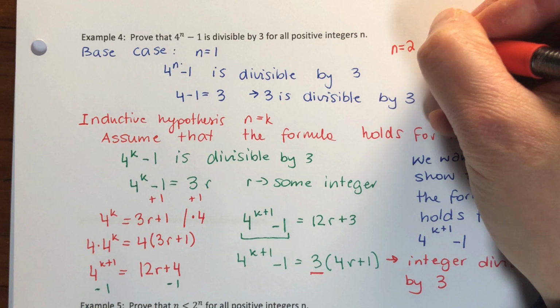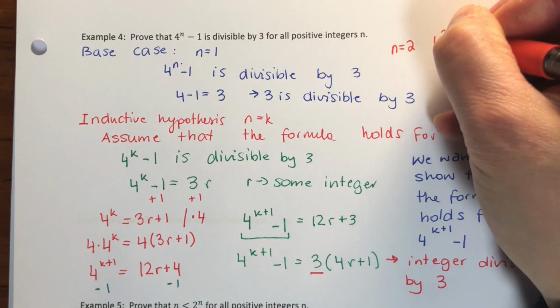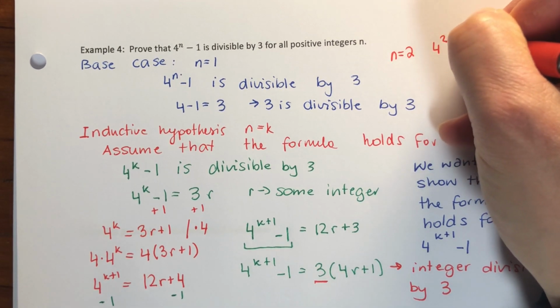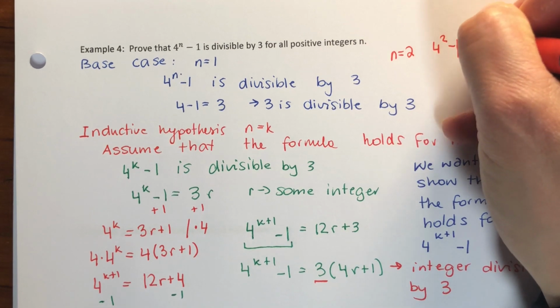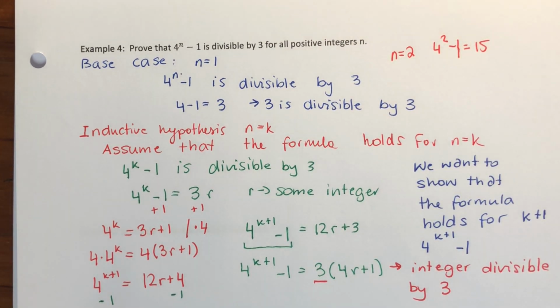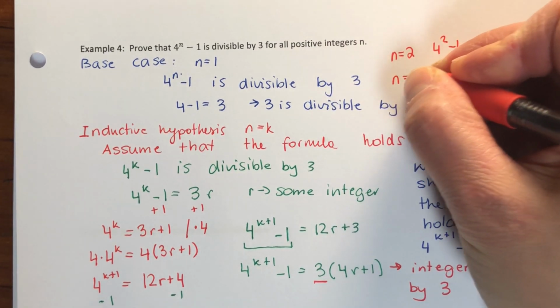Well, that would give me 4 to the power of 2 minus 1. That is 16 minus 1, that is 15. 15 is divisible by 3, that will work. Let's take a look.